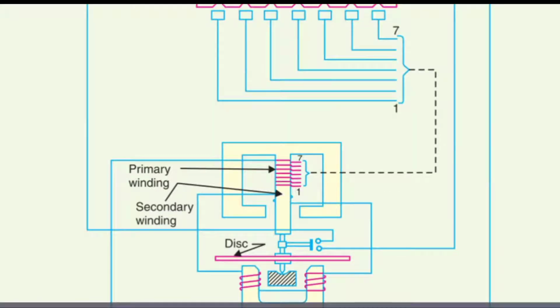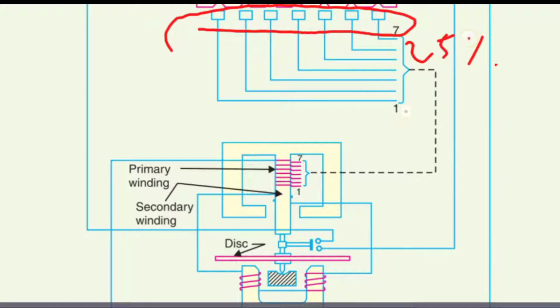The induction type non-directional overcurrent relay is similar to an induction type energy meter. Already I told you what an induction relay is, the induction cup structure, and so many other structures. We can use all of this. Here we come to the plug setting multiplier.